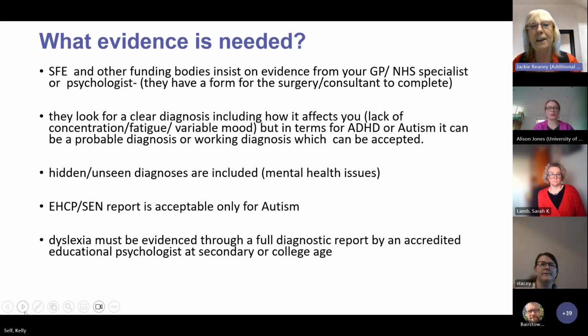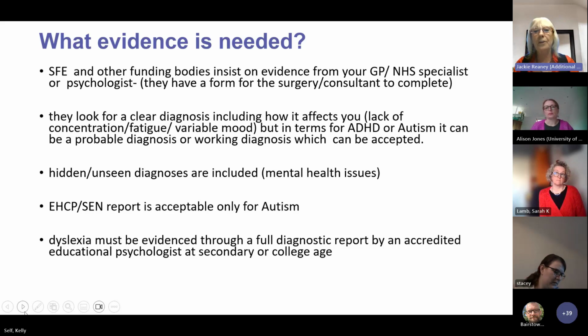We have to meet their criteria in order for the student to be able to access it. So they need a clear diagnosis from a specialist or an agency about how it affects concentration, energies, comfort, variable moods. And in some cases, that's quite hard to get evidence. I know that for autism and for ADHD, the journey to getting your evidence can be about 2 years. And thankfully, Student Finance England and the other agencies now accept what they call a working diagnosis.